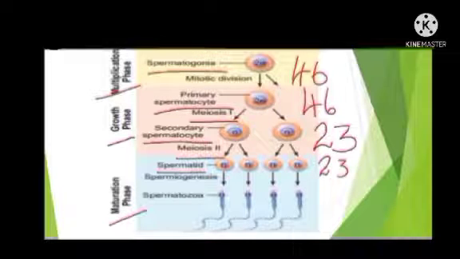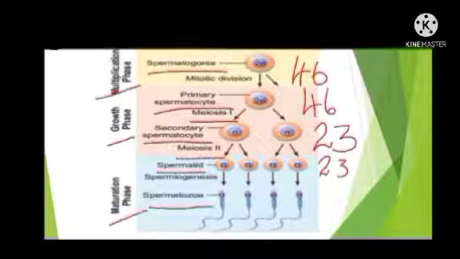So, this spermatid will undergo a process of change called what? Spermiogenesis. Okay, so what is this? What do you mean by spermiogenesis? It is the transformation of this non-motile round shaped haploid spermatid into a functional motile spermatozoan. The transformation of non-motile round shaped haploid spermatid into a functional motile spermatozoan is called spermiogenesis.